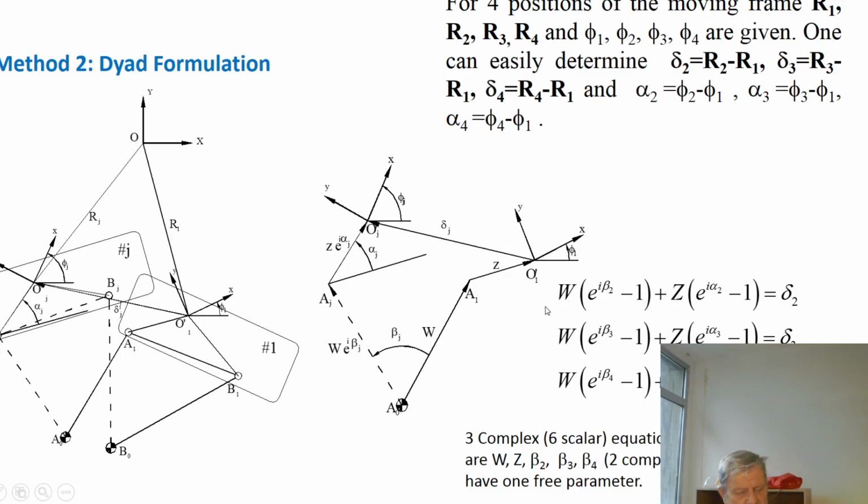If you like, I can consider x and y coordinates of W and Z separately, and we will end up with seven unknowns. Six scalar equations in seven scalar unknowns, so that means we have a single parameter that we can change, we can arbitrarily select. So that is one free parameter we have. Normally it is one of these betas. It doesn't matter which beta you select.